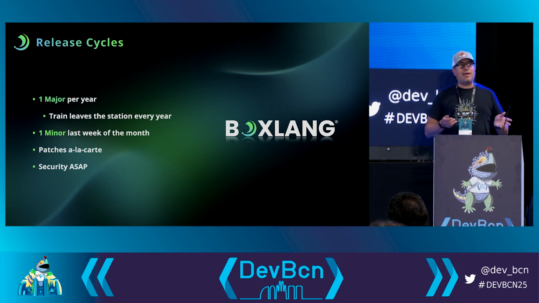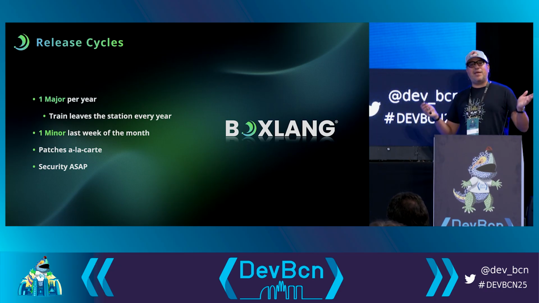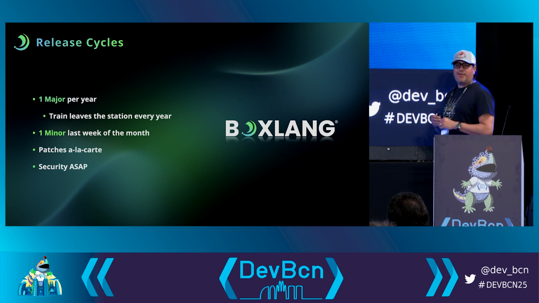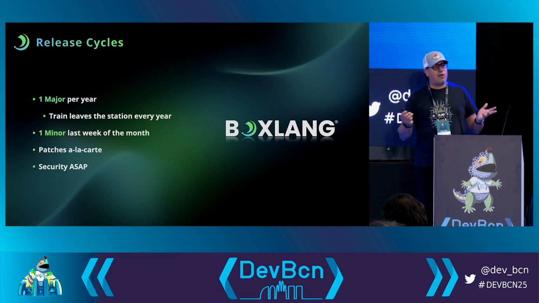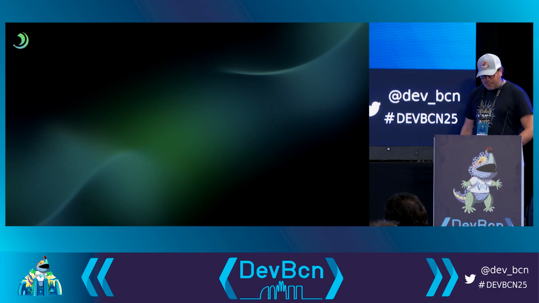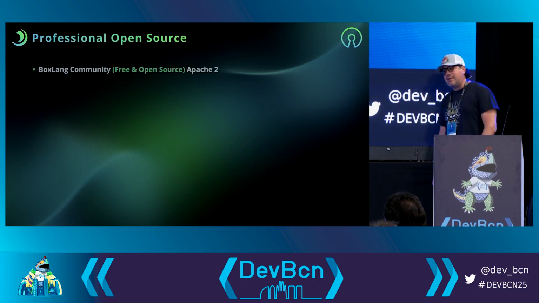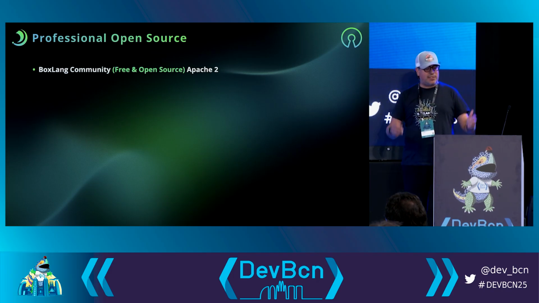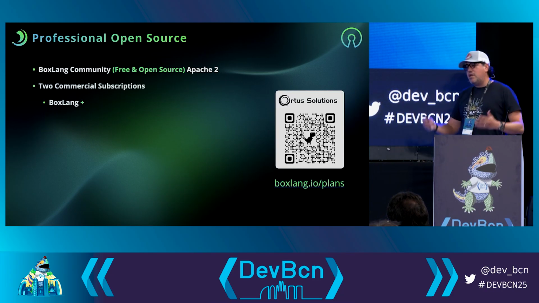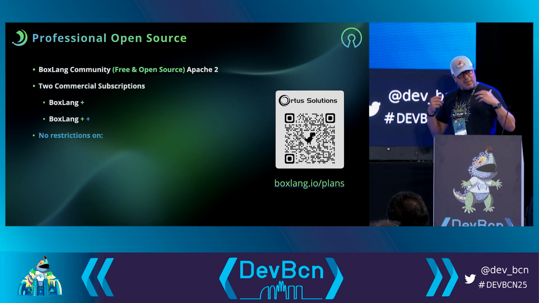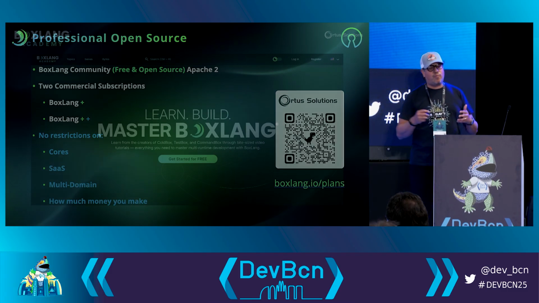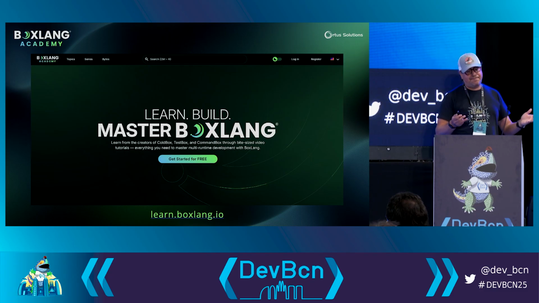It doesn't mean that we break compatibility, but it means that it's a major release every year. Okay? 1 minor every last week of the month, and of course, patches a la carte or security when desired or needed. It is professional open source. That means that the BoxLang community is free and open source, always under Apache 2. But there are also 2 subscriptions available if you want to work with us, or you believe in the project, or you want to support the project and see it go further. You can also partner with us and take it wherever you want.